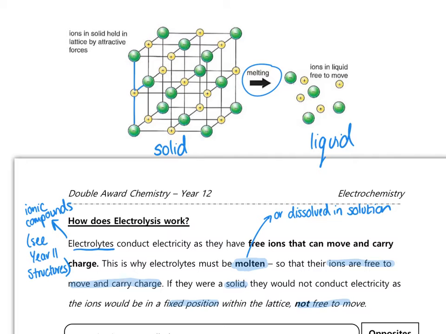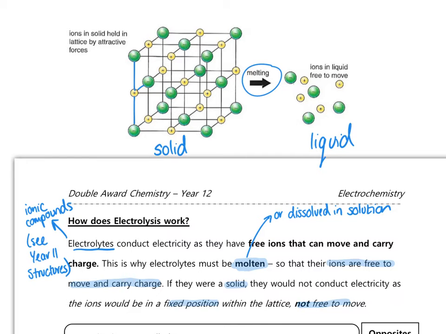that electrolysis must take place on an electrolyte that is molten or dissolved in solution so that it has free ions that can move and carry charge. If it was a solid, it would not conduct electricity as the ions would be in a fixed position within the lattice and so therefore not free to move and carry the charge.